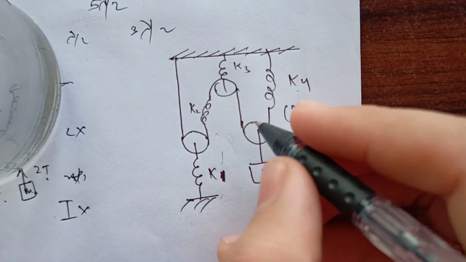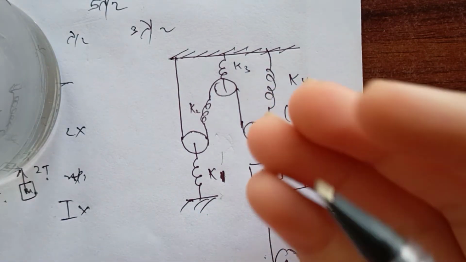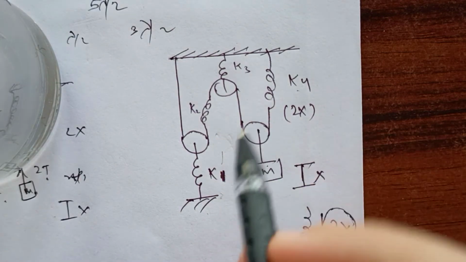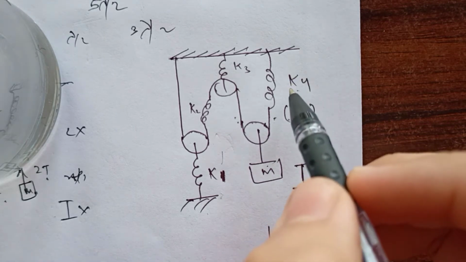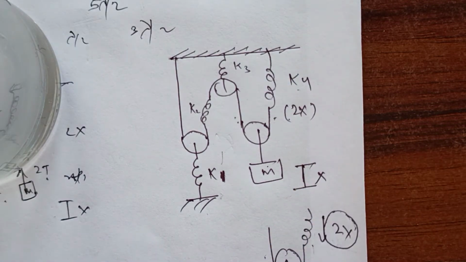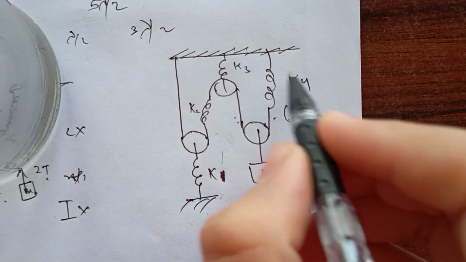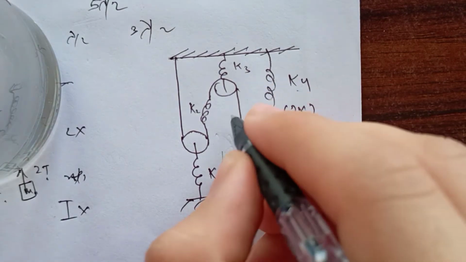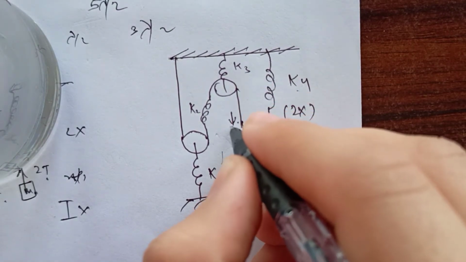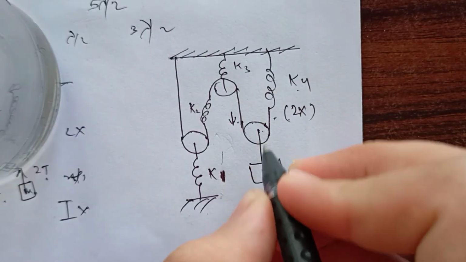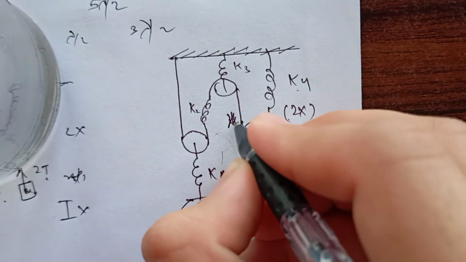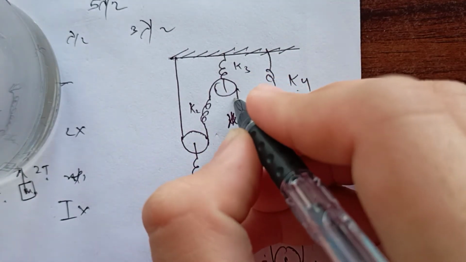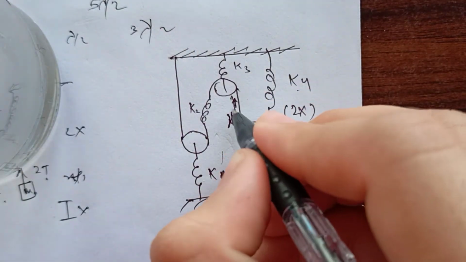Now, please do remember that when this block comes down by distance x, the elongation here will be x, but to compensate that, the net elongation that we will see in only the spring with spring constant k4, which is this one, would be 2x. Now see, if you pull this by x, this will try to pull the rest of the spring down by a distance x.